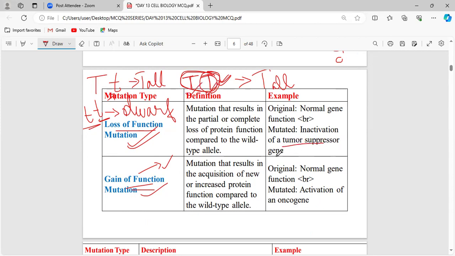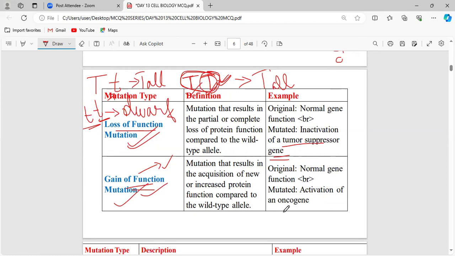For example, the tumor suppressor gene. What is the function of a tumor suppressor gene? This gene has to suppress the cancer producing genes. In this particular gene, both alleles have to be mutated. Only then will this tumor suppressor gene lose its function. This is what a loss of function mutation is.